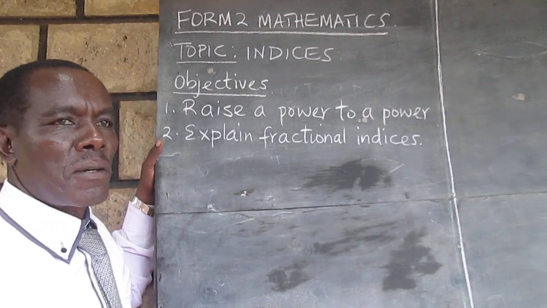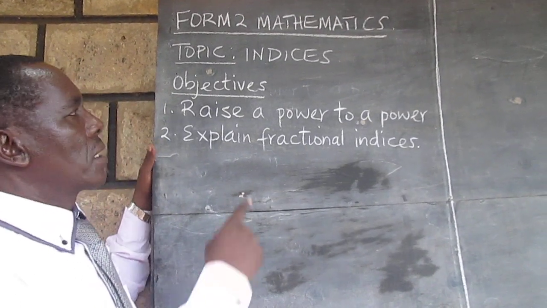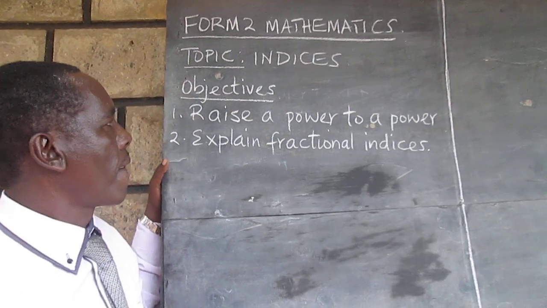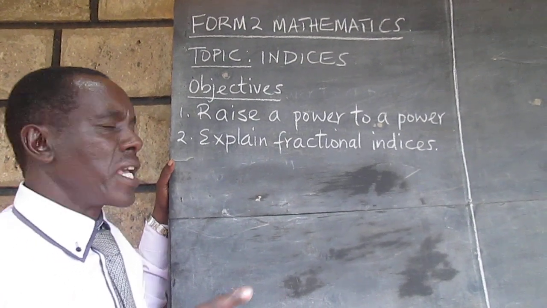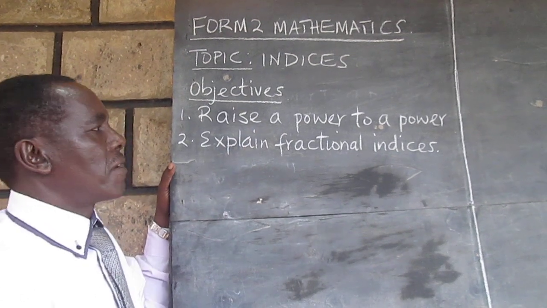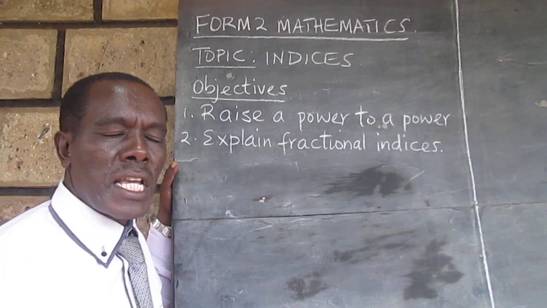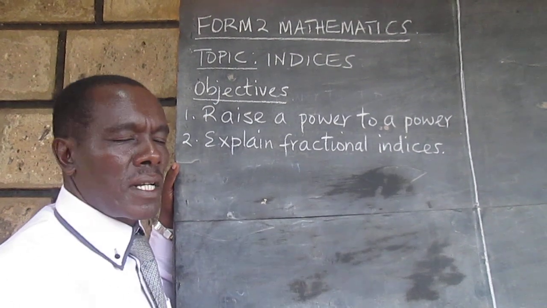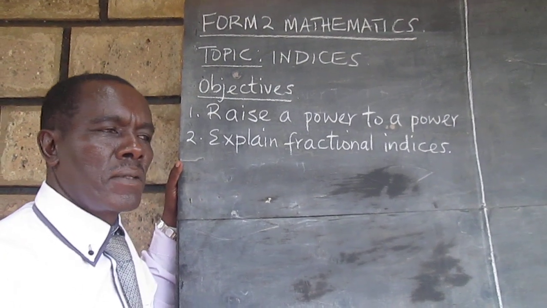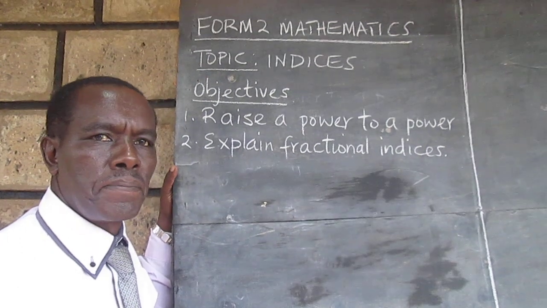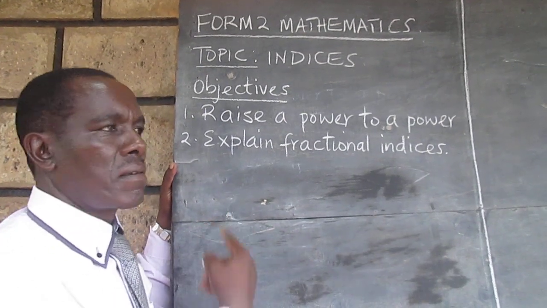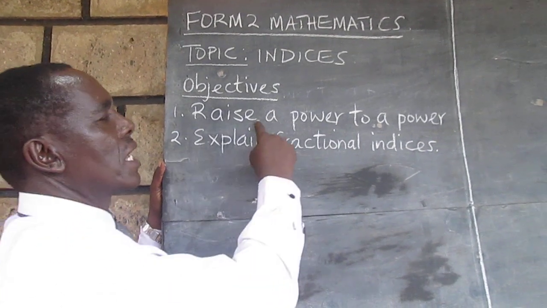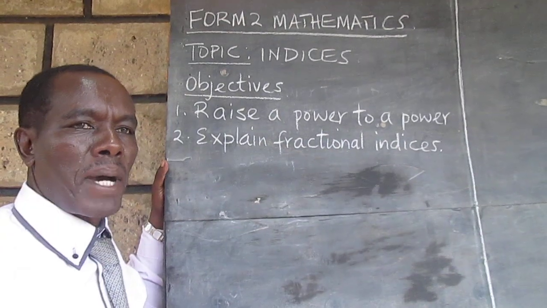We want to look at the topic in Form 2, indices. Specifically, we want to look at the laws of indices. We have two objectives, and the first one is to see how we raise a power to a power, and the second one is to explain fractional indices. Let's go to the first objective and see what we can say about raising a power to a power.